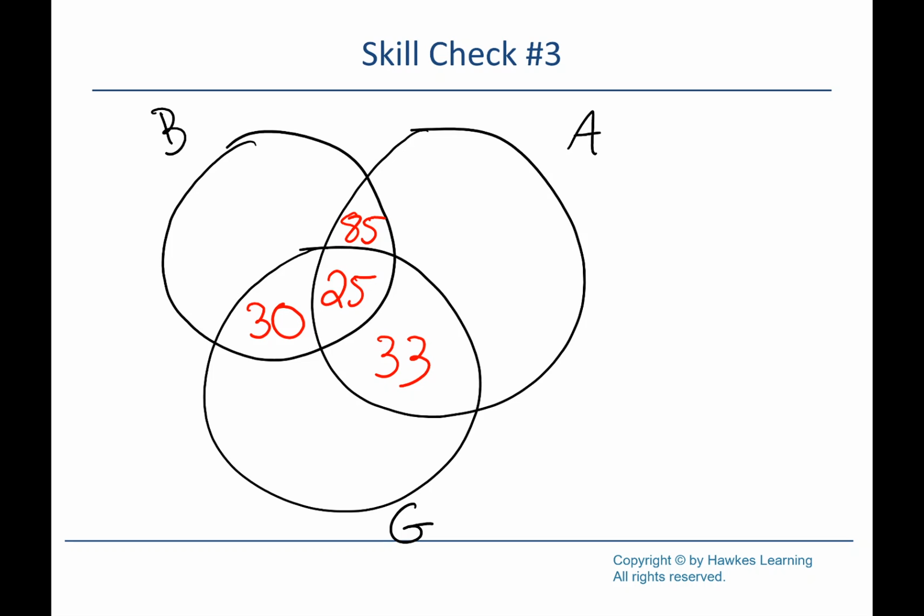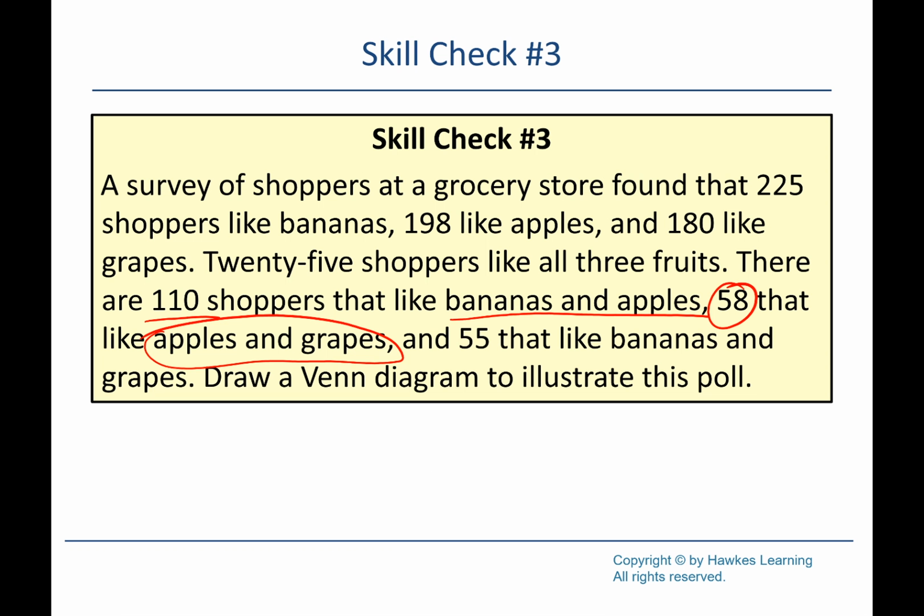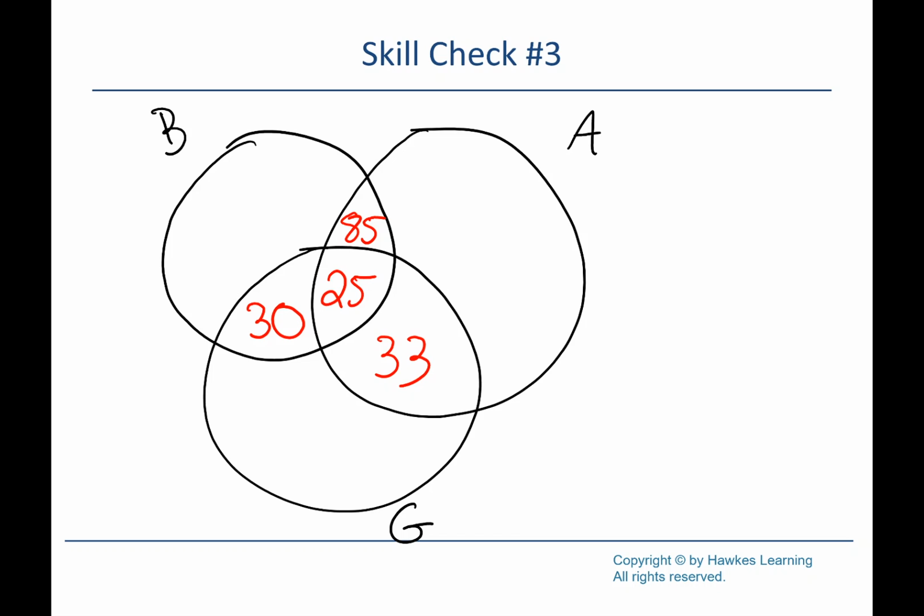Then we can work our way out to the total bananas, total apples, total grapes. So let's go back to the beginning here. There's 225 like bananas. So we have to do 225 minus, we've got 3 pieces in there, right? We have to do minus 30, minus 25, and minus 85. That leaves us 85.